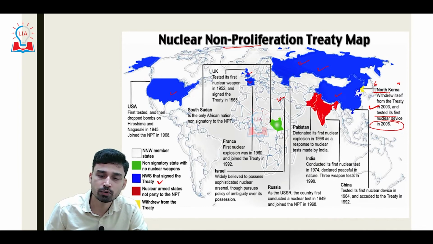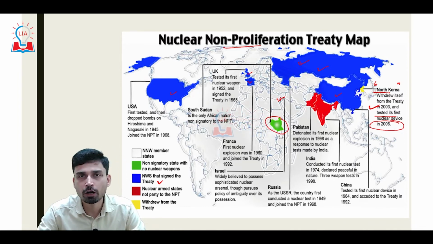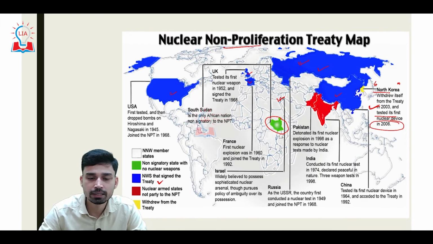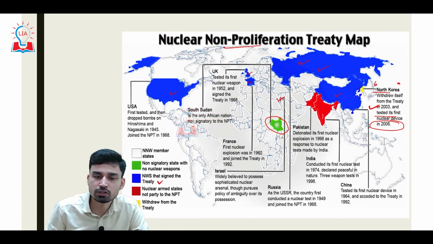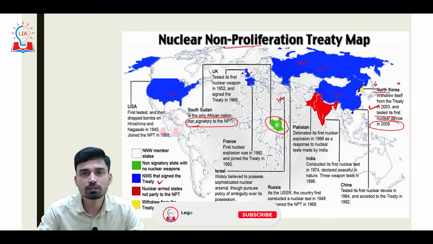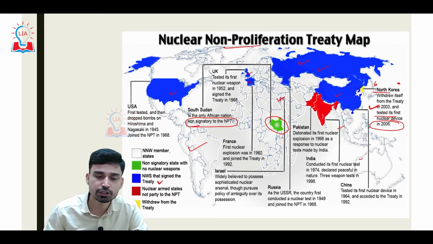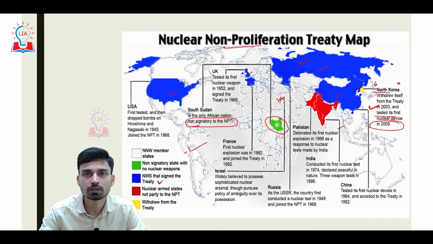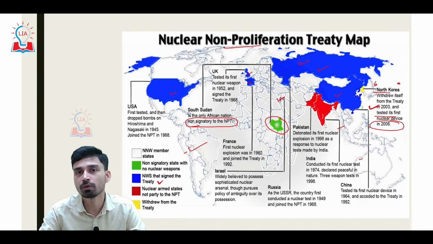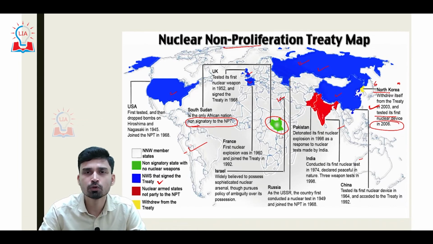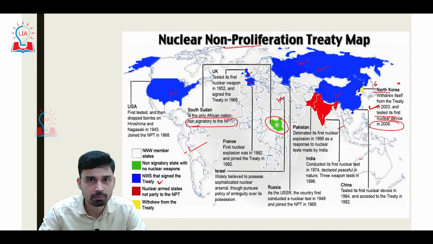Also, if we try to understand, one other country is South Sudan. If you look at the whole African continent, South Sudan is the only country that is not signatory to the NPT. Otherwise, all the countries are signatory to NPT. And all the countries in Latin America, Australia, Southeast Asia that are shaded in blue are the members or signatories of the Nuclear Non-Proliferation Treaty, and at the same time they do not possess any kind of nuclear weapons capabilities.